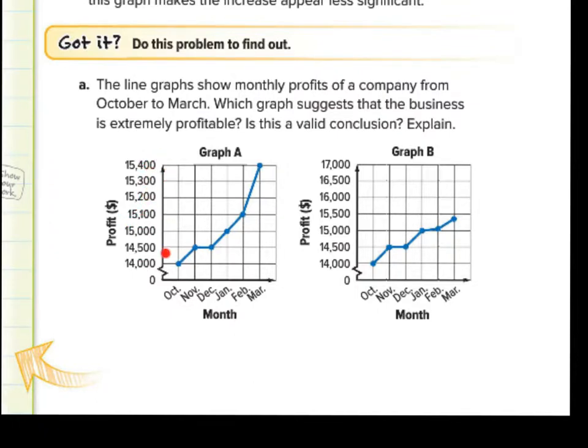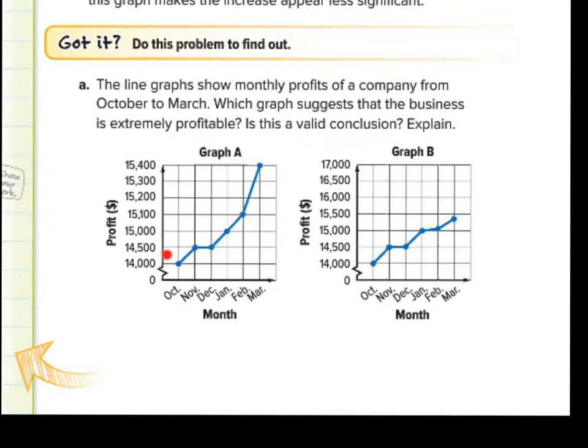Right? So the increments change. But over here, when we look on this side, we have 14,000, 14,500, 15,000, 15,500, 16,000. This one stays the same. The increments continue to be the same. So the line graphs show monthly profits of a company from October to March. Which graph suggests that the business is extremely profitable? Is this a valid conclusion?